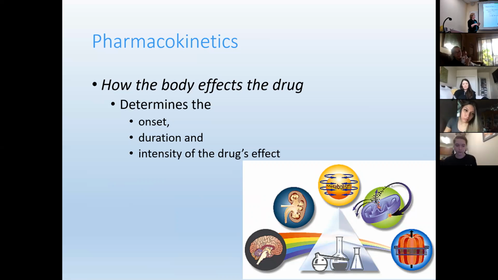So how the body affects is it determines the onset. When is your body going to start working with this drug? And it depends on how it is administered. So we have different ways of administering drugs. The most common is a pill form, but that's not necessarily the most effective. And then the duration. How long is your body going to keep this drug in its system in an active phase? And then what's the intensity?